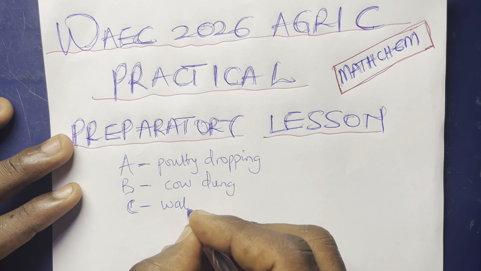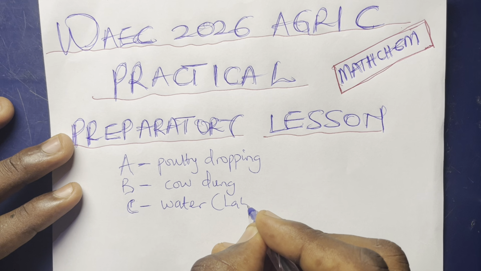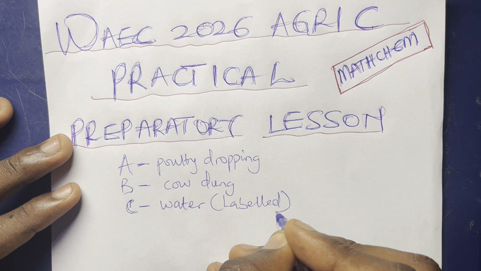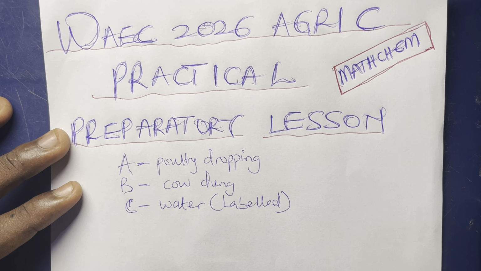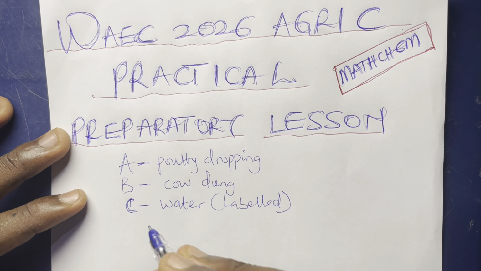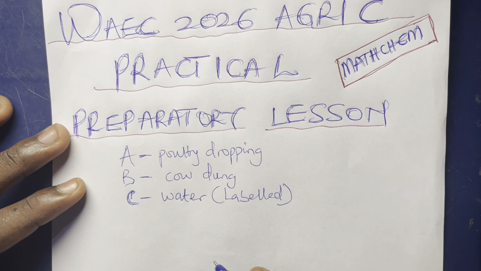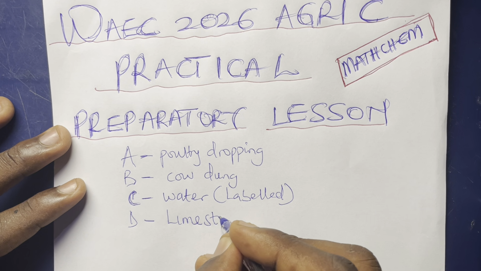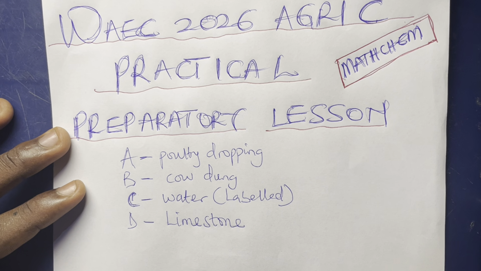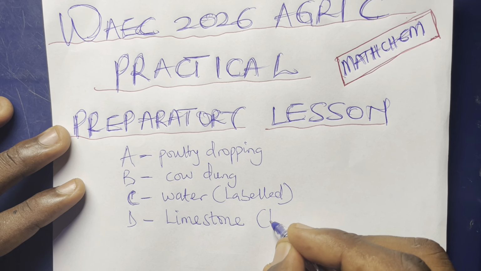So the water will be labeled. You understand? It might be in a conical flask or beaker or anything in the agricultural science laboratory. Then specimen D is limestone. Limestone is used in making cement. In chemistry they call it calcium carbonate. So you have to label it as well.